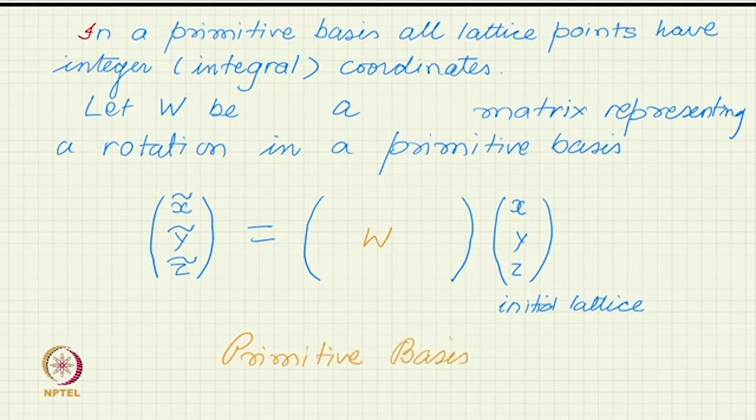In the primitive basis, what is x, y, z? What is the form of x, y, z? Integers. So, each x, y and z are integers. After rotation, the new lattice vector which you get is also being represented in the primitive basis. So, what will be the form of these integers?